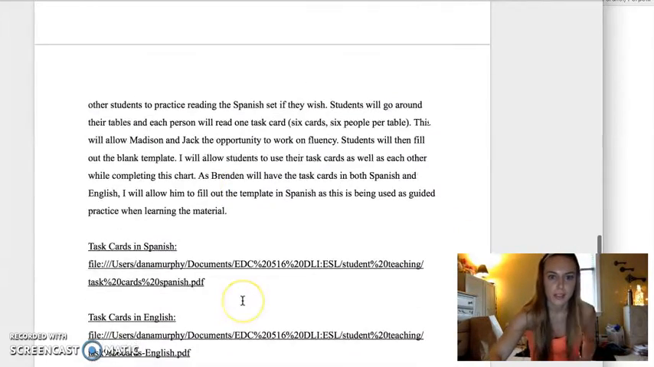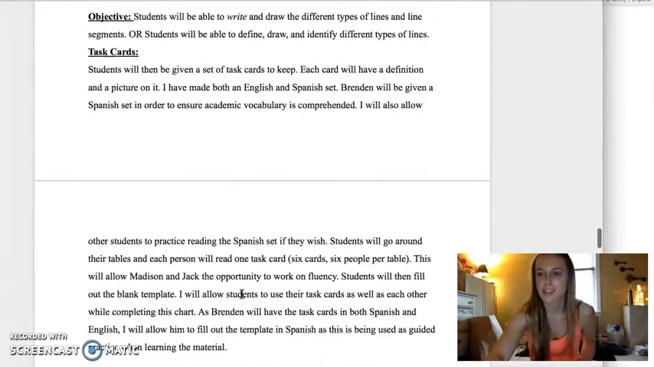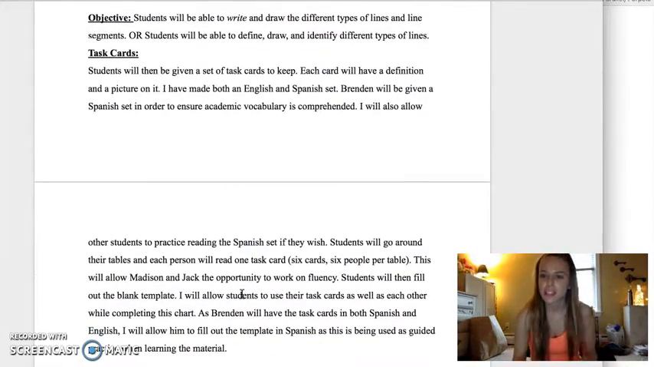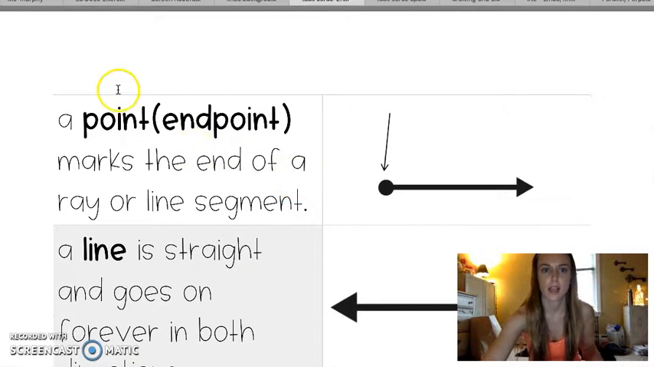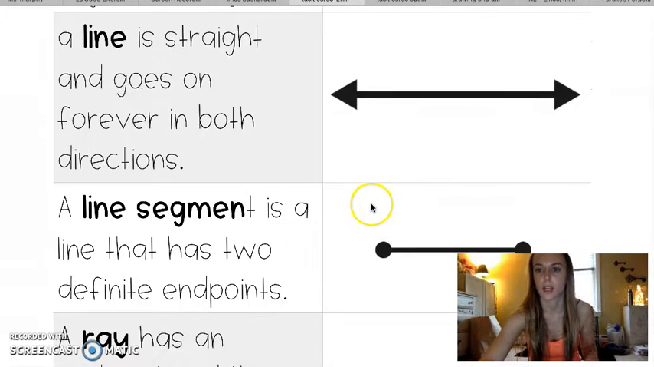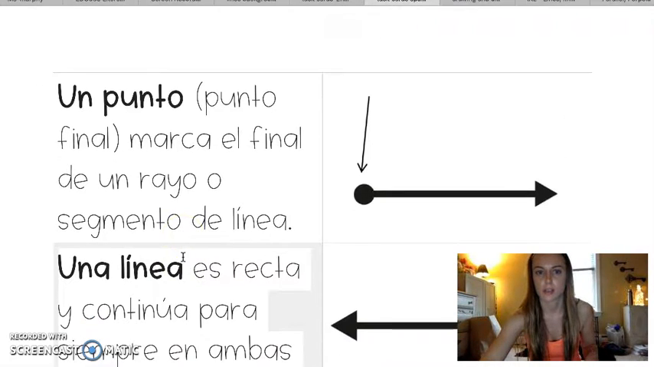All right, so moving on. Then I would go into the task cards. So this is how I would teach the content. I have an English set and a Spanish set. There's 6 people per table. Each person would read one of the cards. This is the English set. It just has the word definition and then the drawing. And then the Spanish set is literally the same exact thing, just in Spanish.